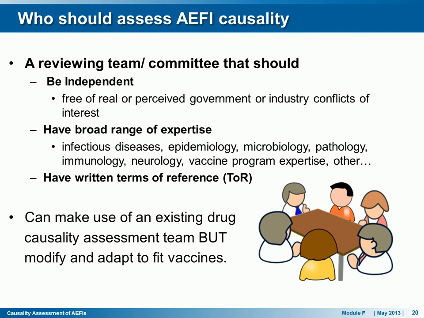And as far as possible, we should try to get expertise from as many sources as possible. It may not always be possible to get these experts, but it should be tried as far as possible. They should have clear terms of reference. It is possible to make use of an existing drug causality assessment team, but it is necessary to keep in mind that it has to be modified and adapted to fit vaccines.